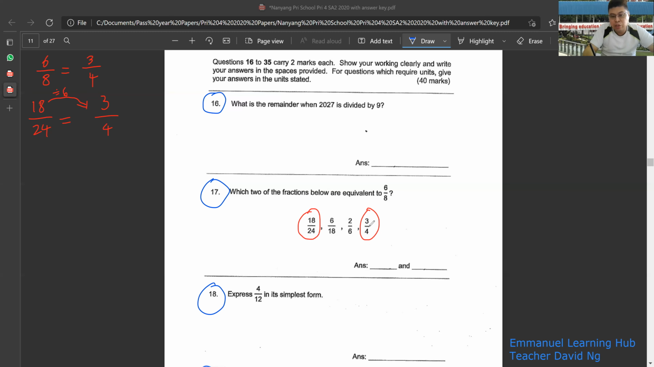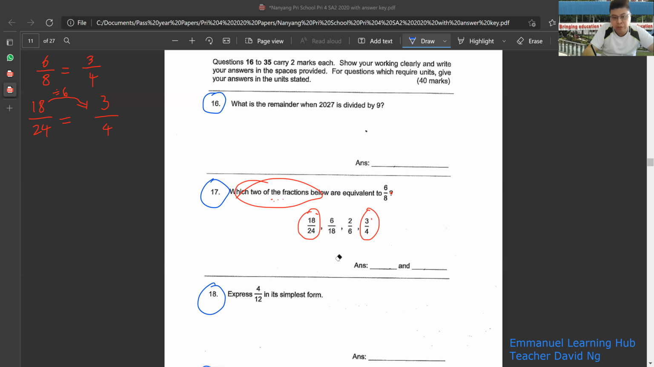Okay, once you identify these two, no need to bother to check, because only two fractions are equivalent to 6 over 8. In the exam, once you identify these two, don't waste time going to check. You understand what I'm saying? That means you no need to work out the other ones already.